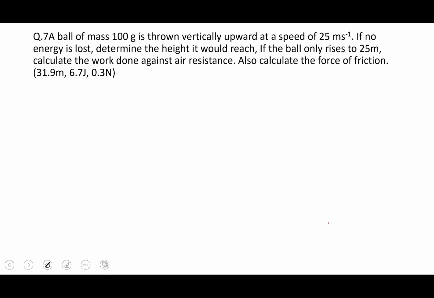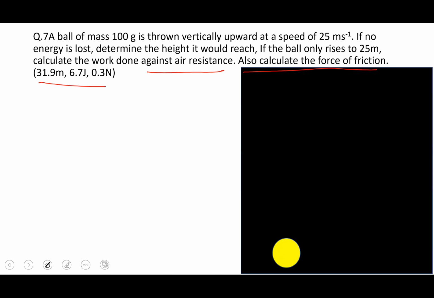Moving on to the next question, it says a ball of mass 100 grams is thrown vertically upward with a speed of 25 meters per second. If no energy is lost, determine the height it would reach. If the ball only rises to 25 meters, calculate the work done against the air resistance. Also calculate the force of friction. Now we have to find 3 things, and there are 3 answers as well. He says a ball of 100 grams is thrown up with a speed of 25 meters per second.